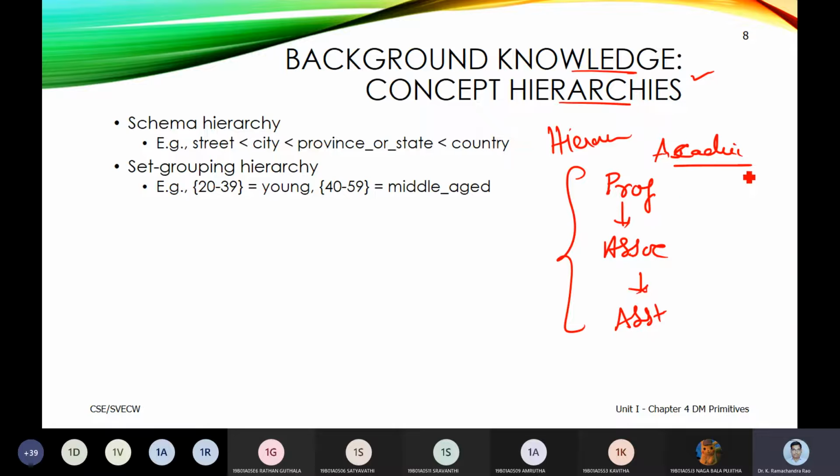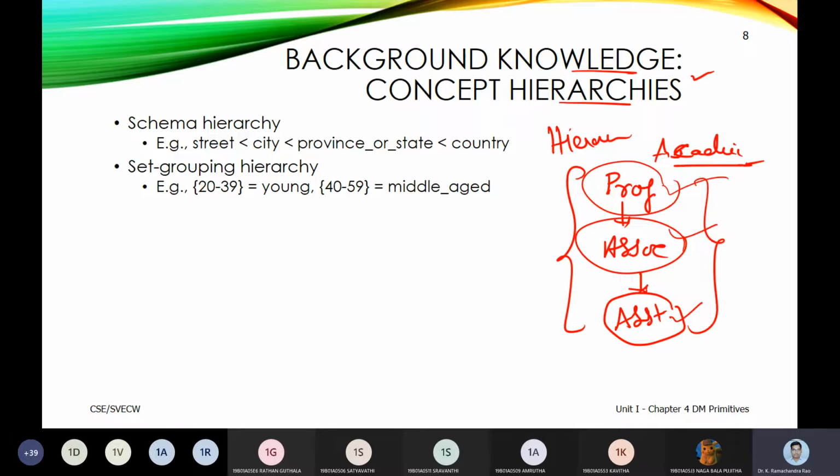So in the academic line, in the colleges line, what does the concept hierarchy mean? We say faculty are assistant, faculty are associate, faculty are professor. So there is hierarchy 1, hierarchy 2 and hierarchy 3. In this way, we are mentioning the way of representing the knowledge at different levels. So now let us take another example.